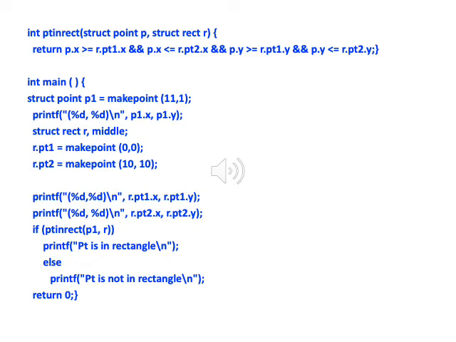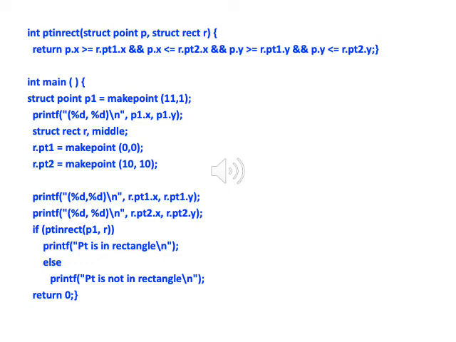So now that we have all three of these functions, now we can use them and call them from our driver, from our main program. So let us see what is exactly going on in main. So first thing we do is we create a specific point called P1. Okay, so we go struct point P1 equal to make point 11, 1. So what this will do is take two integers 11 and 1 and then assign them both to the x and y components of P1.